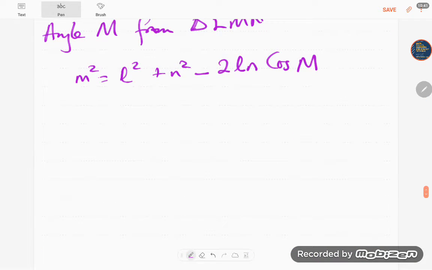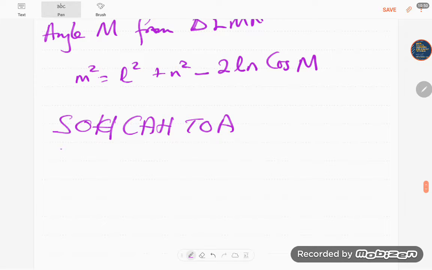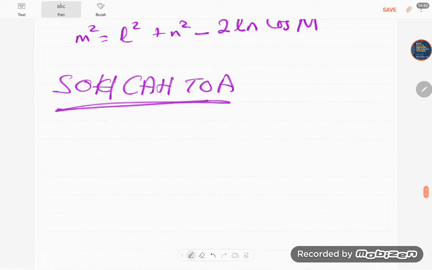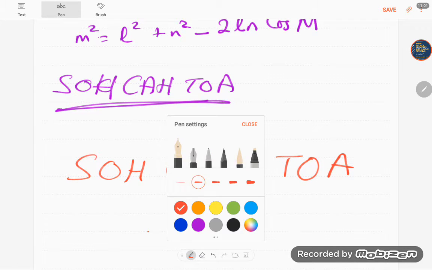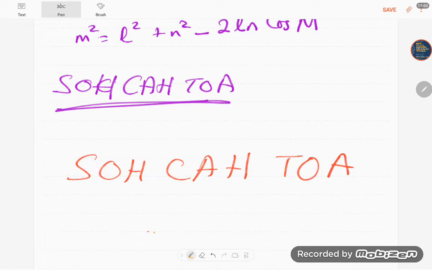Considering SOHCAHTOA, I think you guys already have a fair idea of how to use SOHCAHTOA. So I'm just going to rewrite it here. There's so many methods to this again. Okay, just do the equals 2 divided by, equals 2 divided by. Okay. So I think that's it.